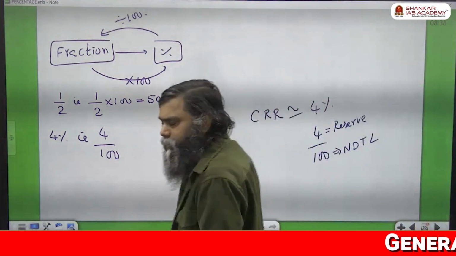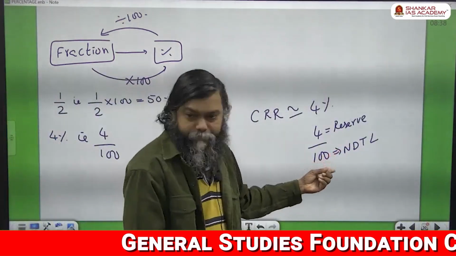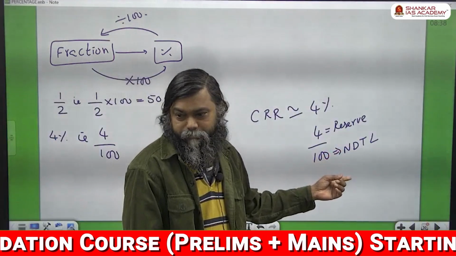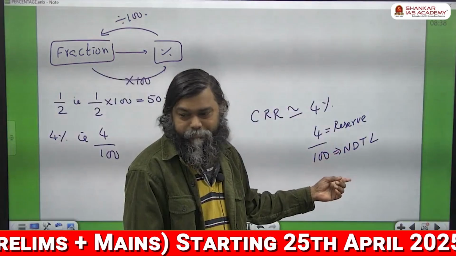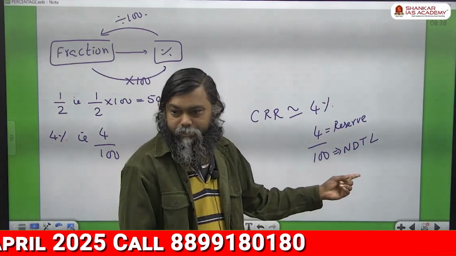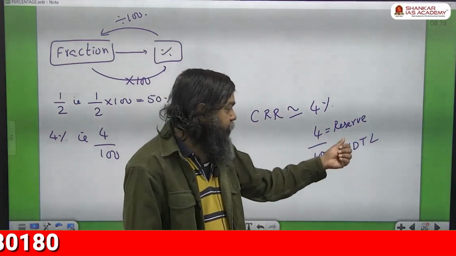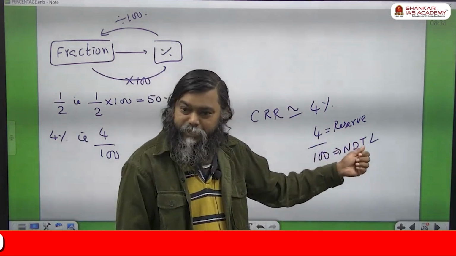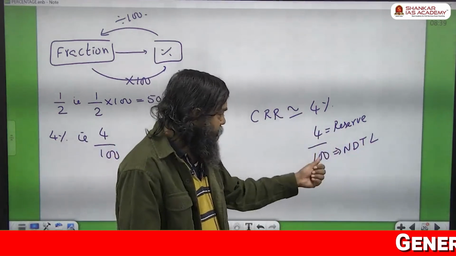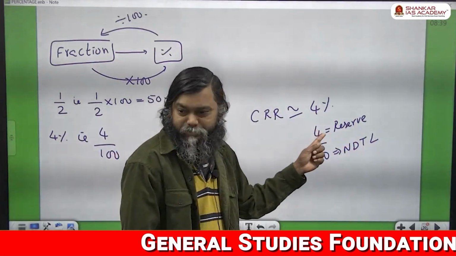What does this abbreviate? Net demand and time liabilities. You will study what it means. But out of this, you have to keep 4 rupees as a reserve.